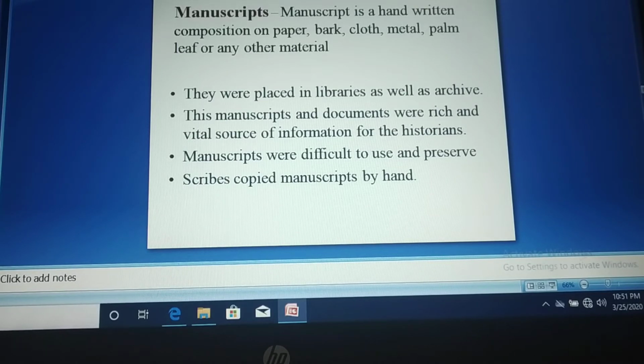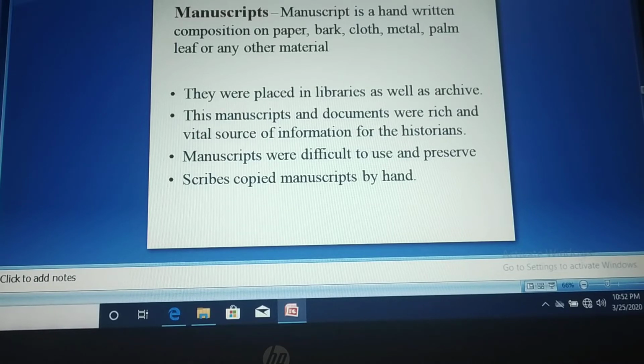As you know, these were handwritten either on paper, bark or cloth. At times, when paper was not invented, these manuscripts were written on palm leaf as well. So it was a difficult thing to use as well as preserve. And scribes were the people who copied these manuscripts. Nowadays you have a photocopy machine where you can easily get a copy. But in earlier days there was no printing machine, so getting a copy was a difficult task.